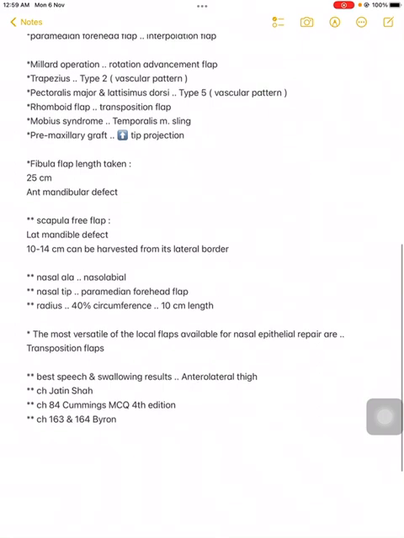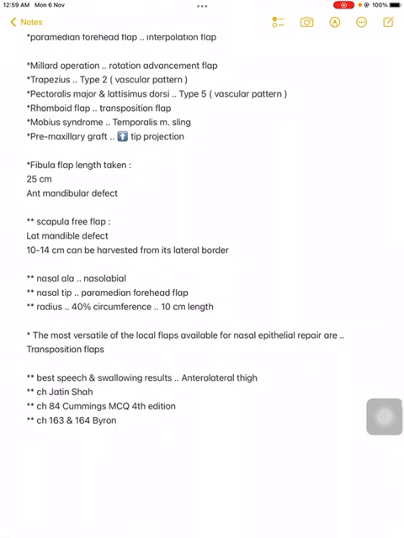The radius can be taken for reconstruction. 40% of its circumference can be taken, and the length of the segment will be 10 centimeters. The most versatile of the local flaps available for nasal epithelial repair are the transposition flaps. The best speech and swallowing results can be obtained by using anterolateral flap.